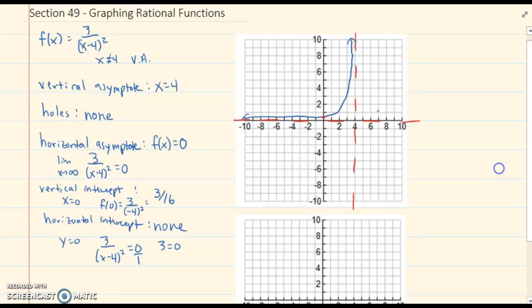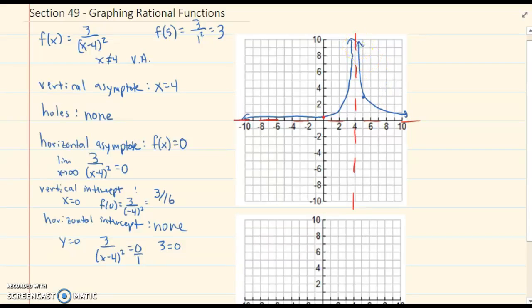Now to figure out the other part on the right-hand side, I'm going to take any value that's to the right of 4, so maybe a 5 or a 6 or whatever, and plug it into this function. Let's go with 5, since it's right there. When I plug 5 in, I get 3 over 5 minus 4, that's 1, squared. That gives me 3. So the point (5, 3) is going to be part of that graph. In this case, the graph will go in this upper right quadrant and do something like that.